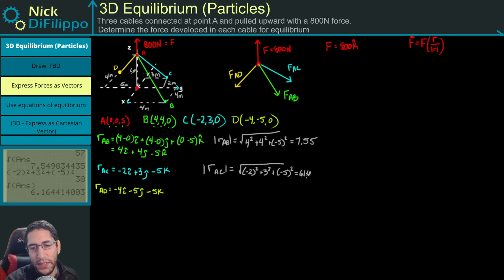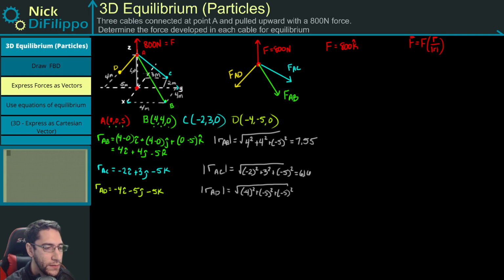So this is 6.16. And then finally, this position vector RAD is going to be equal to the square root of minus 4 squared plus minus 5 squared plus minus 5 squared. And this just brings up a point. If I forget these minus signs, I'm still going to get the same when I square them. So minus 4 squared plus minus 5 squared plus minus 5 squared, I get 66. And if I had forgotten those minus signs, since these are sums of squares, it still gets me 66. So when I take the square root of 66, I get 8.12.